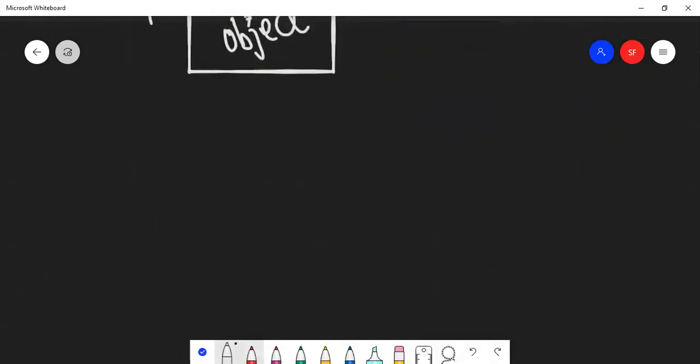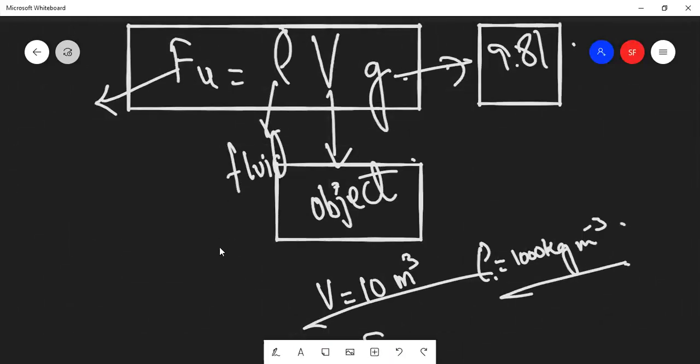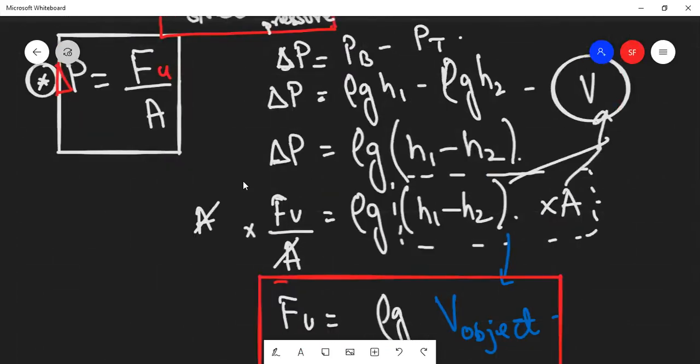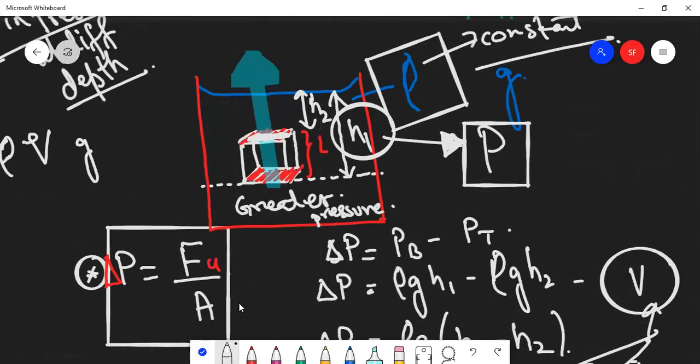Okay, so now if you have an object of volume 110 meter cube immersed in water of density 1000 kg per meter cube, and if I were to ask you to calculate the upthrust force that is applied on that particular object of this volume. Okay, and now let me tell you something very, very special over here. This volume that I've calculated is actually the volume of the object which is immersed in fluid, okay?